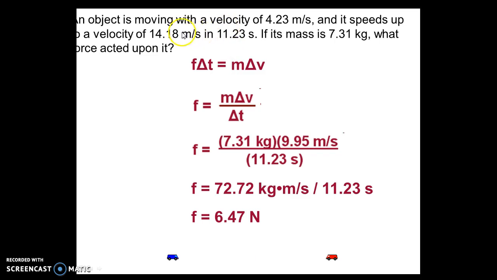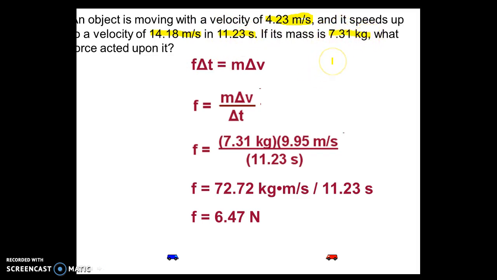Okay, the first thing you're going to need to realize is that you have to find all the components. So it's highlighted: 4.230 meters per second, 14.818 meters per second, 11.23 seconds, and 7.3.